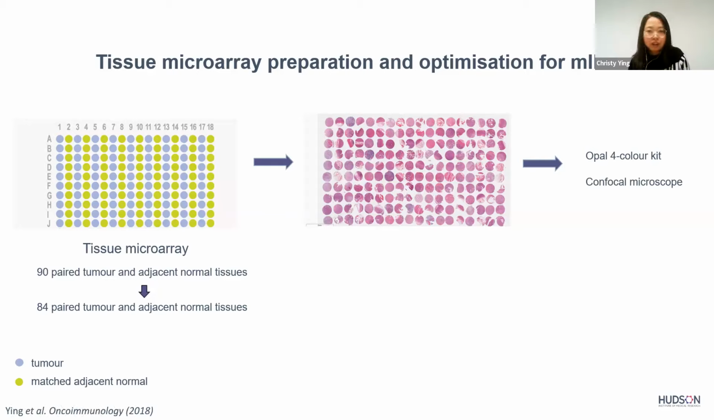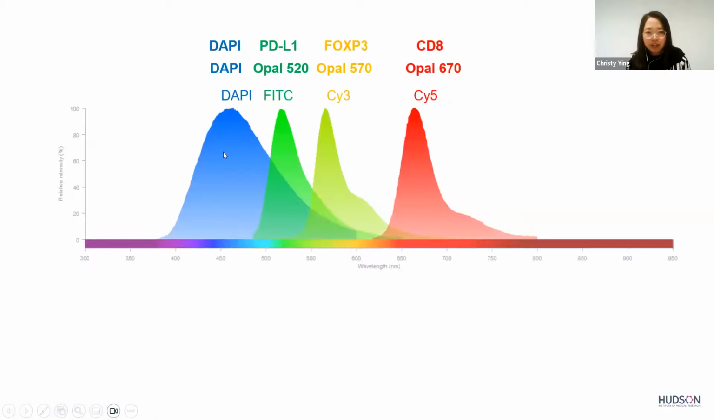After the H&E staining evaluation, we started to do the Opal multiplex staining, and we wanted to look at some markers in the gastric cancer microenvironment. This work was actually done a while ago during my PhD study, and for the 4-color kit, I'm using PD-L1 with Opal 520. DAPI is a nucleus marker, and I use FOXP3, which is a marker for Treg, with Opal 570, and CD8 with Opal 670.